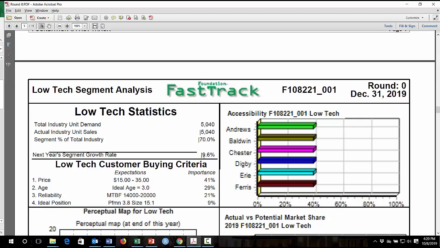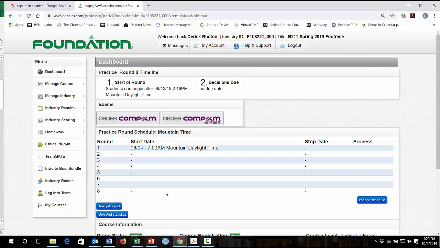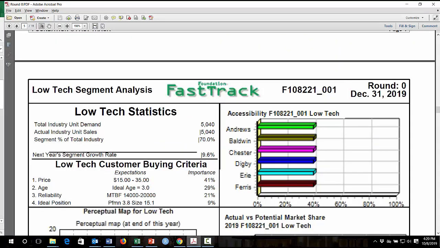Actually, this is the round zero fast track report, so it's a little different than the assignment. So I'm going to go back to the assignment here. Let's see here. That's not what I wanted. Let's see if I can find the assignment now.